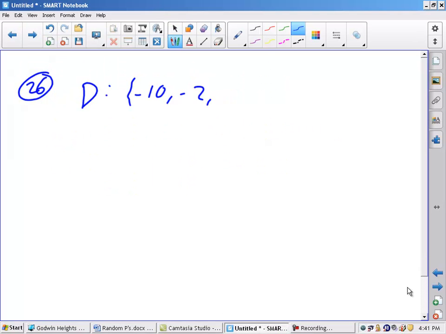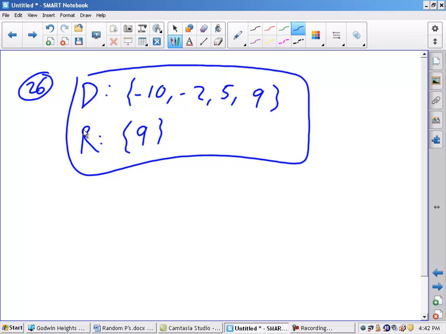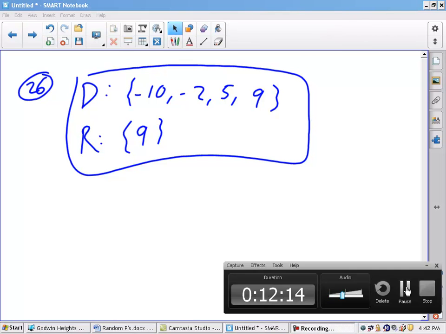So I've already started number 26 here. I'm looking at my domain and my range. You have to pull the different information from the domain. If you go in order, the first domain value, the x value you see, is negative 10, because it's paired with a 9. And then negative 2. And then 5. And then 9. And then for my range, I have 9, and then 9, and then 9, and then 9 again. So the range is only actually going to be one value. So this is your domain and range for that problem. It's a pretty easy problem.